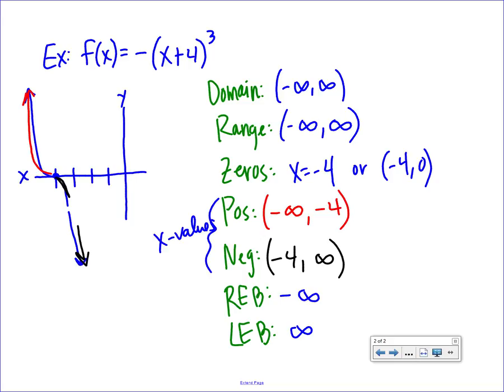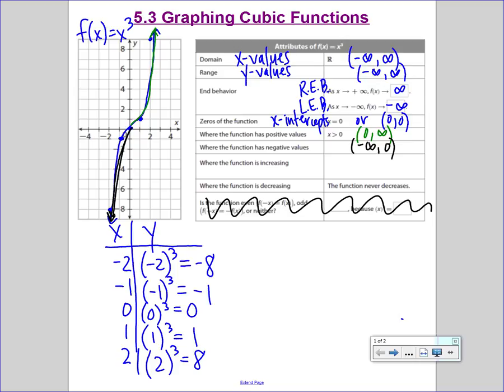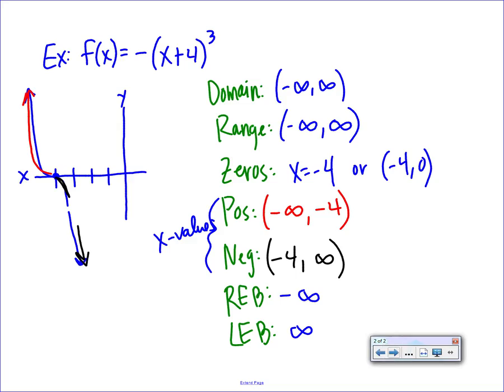So with cubic functions, look at the end behavior of this first one. They were opposites. And the end behavior of this one, opposite. So will cubic functions always have opposite end behaviors? Yes, because they're always going in opposite directions, okay?